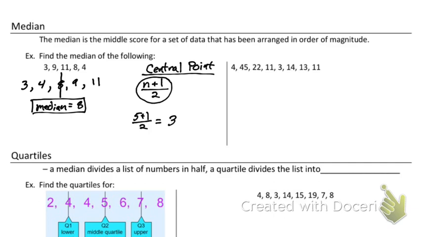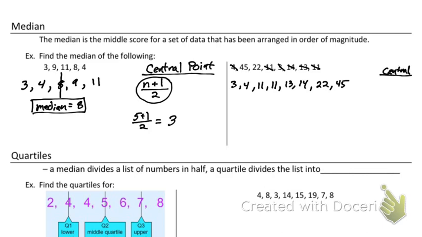All right, our next one, we have 4, 45, 22, 11, 3, 14, 13, and 11. I need to find the median, so that means I need to organize it from smallest to largest. So we have 3, 4, looks like 11 is our next biggest, 11. Then we had 13, 14, looks like we have 22, and then 45. I'm going to find my central point.